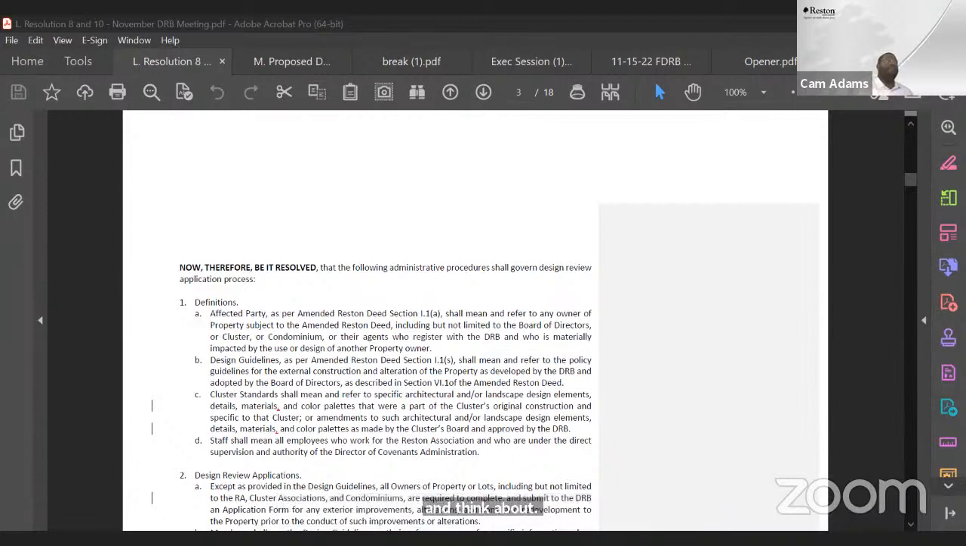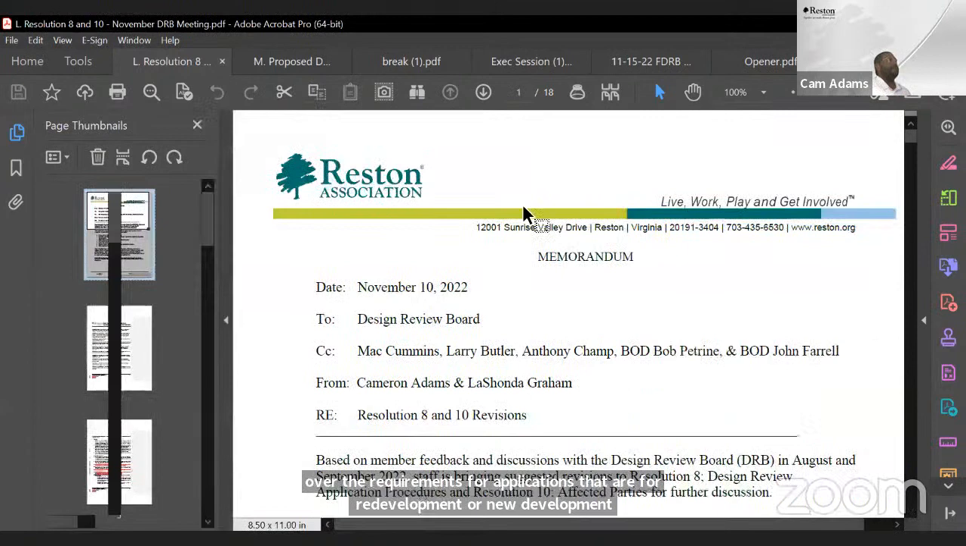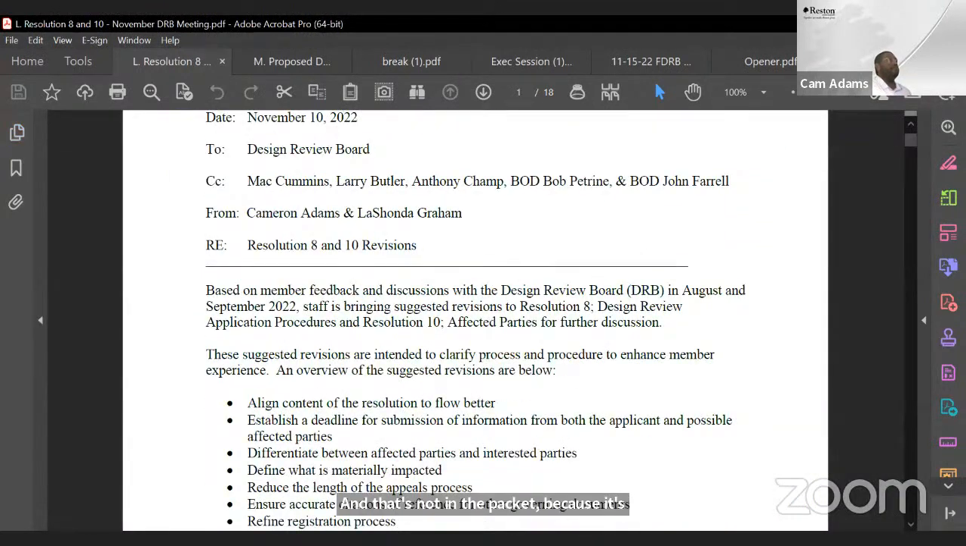But to your point, specifically, Resolution 11 goes over the requirements for applications that are for redevelopment or new development. And that's not in the packet. I think it's actually pretty good. We've done pretty well with that resolution and making sure that applicants follow it.